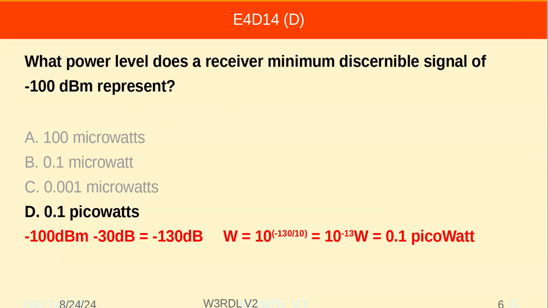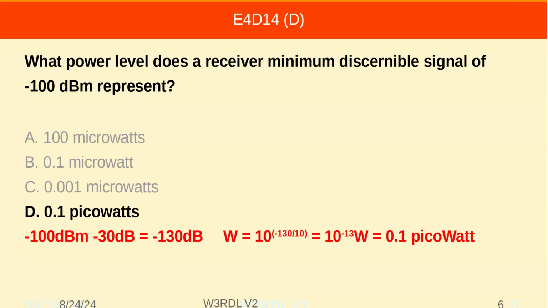Just that, it said it was minus 100 dBm. That's 100 dB reference to a milliwatt. So a milliwatt is what? Minus 30 dB reference to a watt. So minus 100 dBm is actually minus 130 dB reference to a watt. Right? A milliwatt is 1,000, so that's minus 100 minus 30 dB.